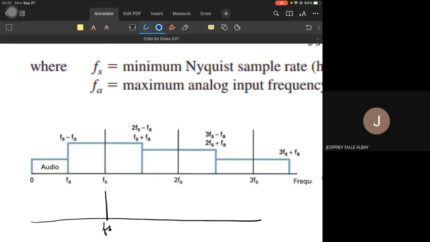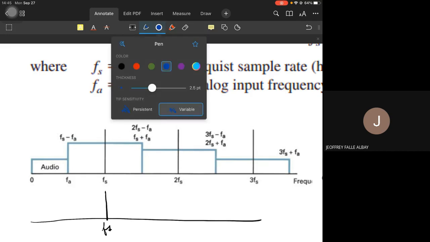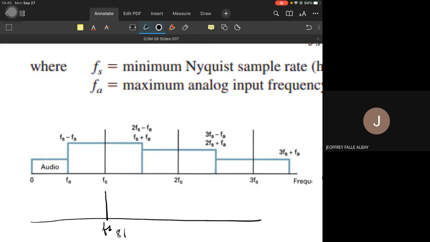If our sampling rate is 8 kilohertz, meaning we assume our input signal is at most 4K, right? That is why our sampling rate is 8K. So we're assuming that the maximum frequency of our input signal is 4K. To get the upper limit frequency of our output signal, it's just Fs plus Fa.